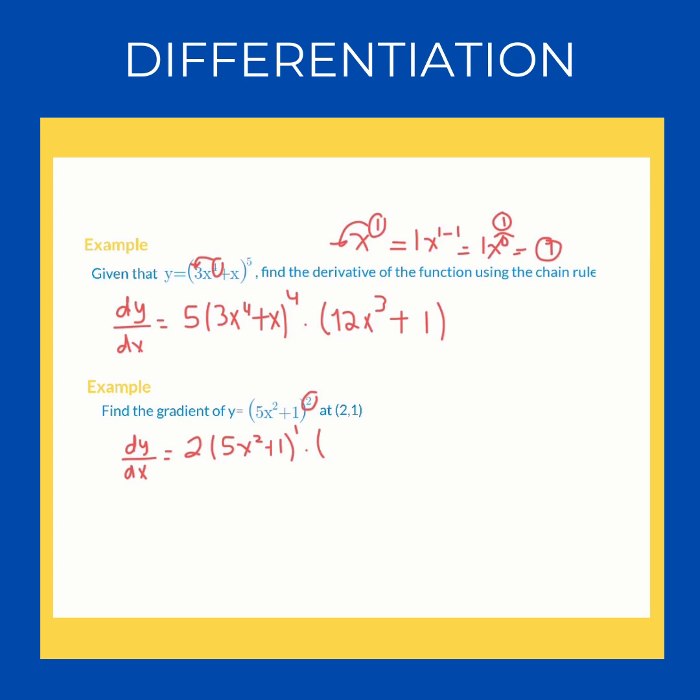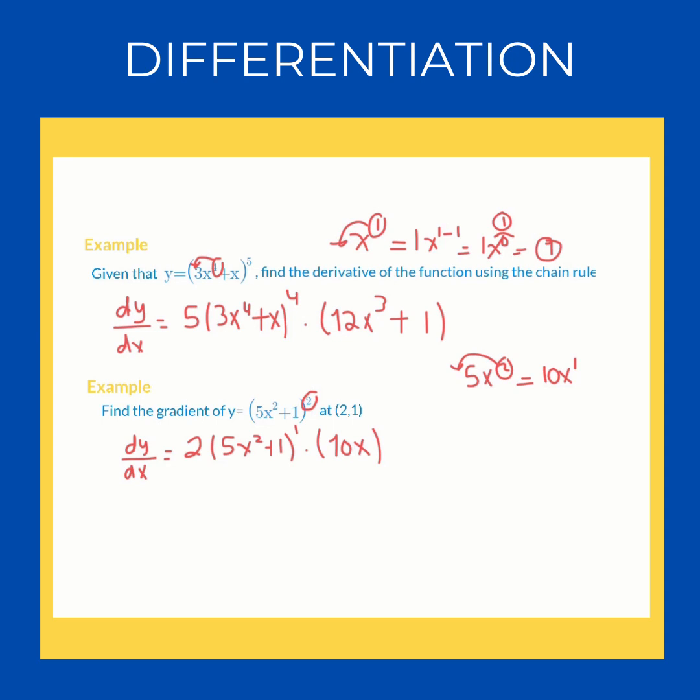The derivative of 5x squared, the power 2 goes down, so it becomes 10x, and I need to subtract 1 from the power, so 2 minus 1 is 1. So the derivative of 5x squared is 10x, and the derivative of any number is always 0. So it's 10x plus 0, or 10x. Here the derivative of 1 is 0, so that's why the derivative of 5x squared plus 1 is only 10x.